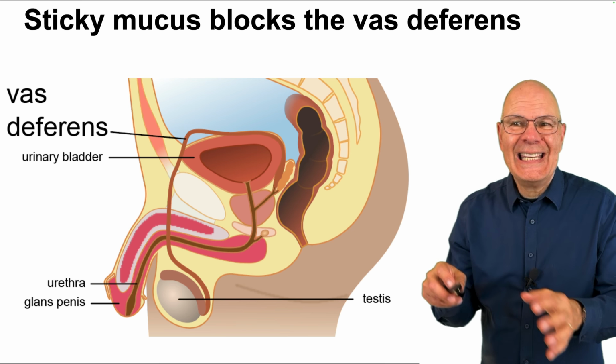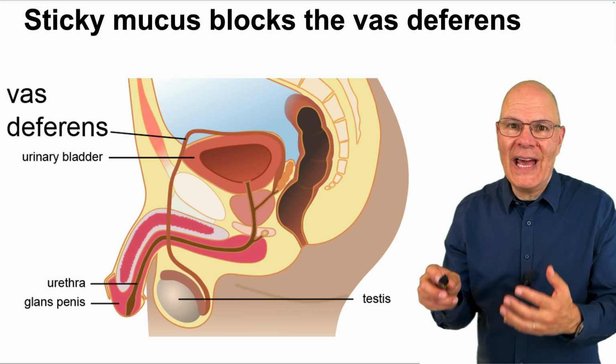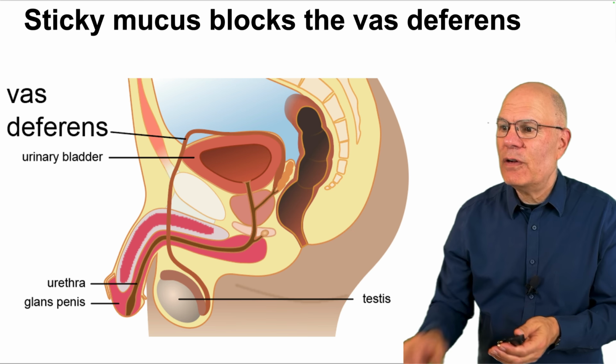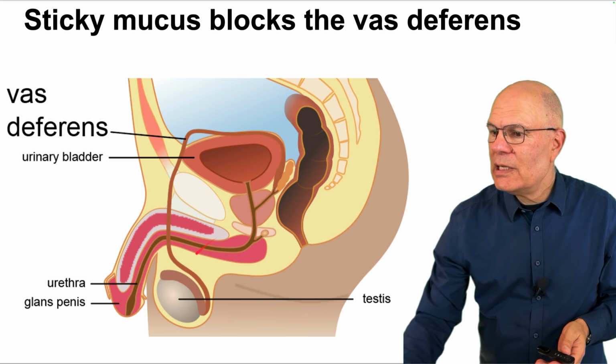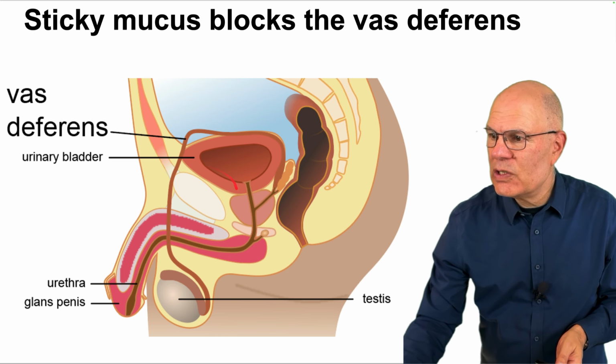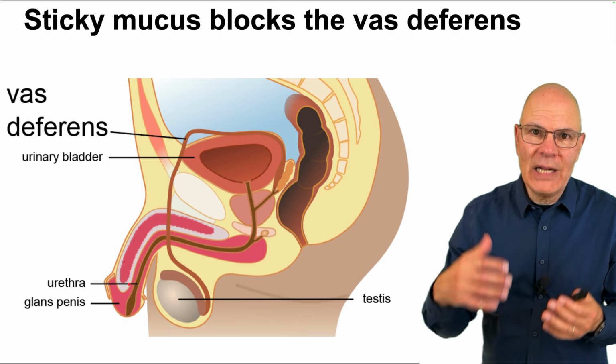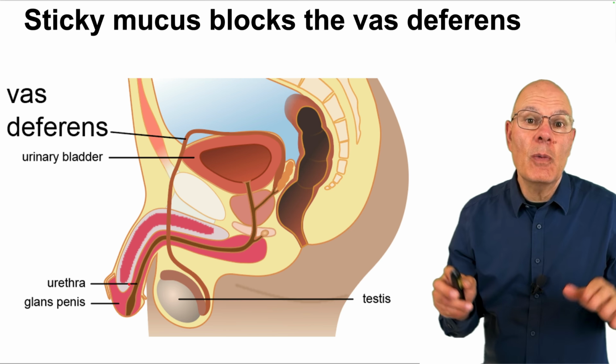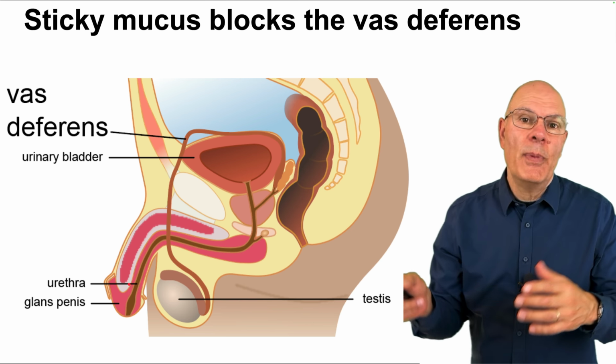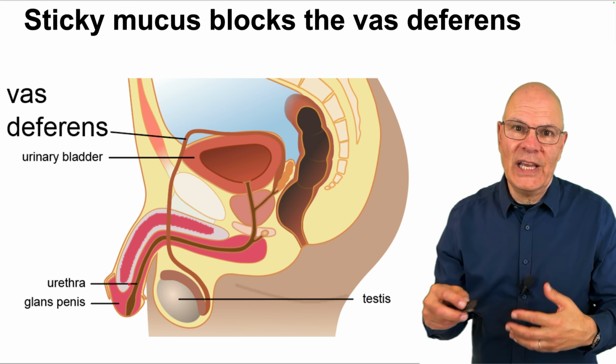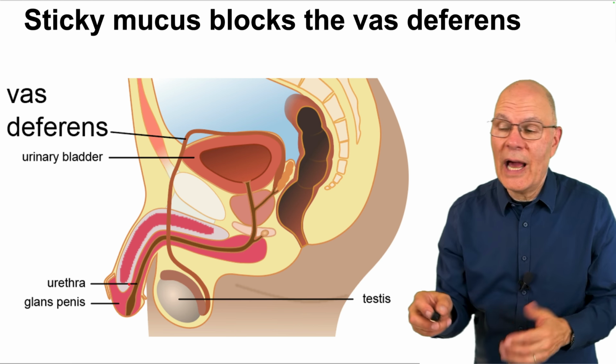In men, sticky mucus blocks the vas deferens. The vas deferens is the tube that takes sperm from the testes through the urethra and out the body during fertilization. So males can produce sperm, but they're often infertile because they can't deliver sperm during copulation.